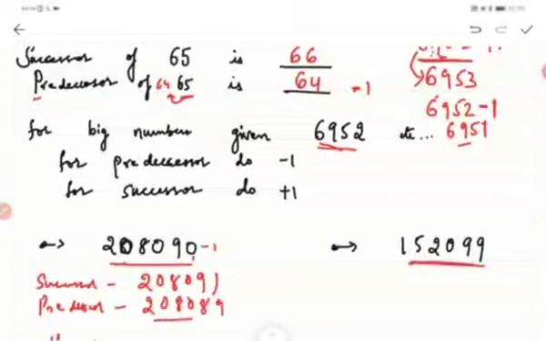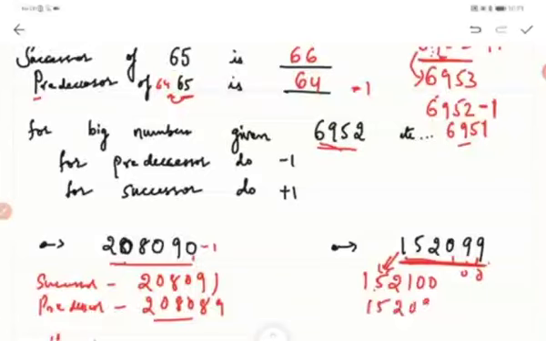What about this number? Yes students, I think it's easy for you to say. The successor will be 152100. Yes, you need to add 1 to this. So this is 10, this is 10, so it will be 152100. This is the successor of 152099. The predecessor of this will be easy to find: 152098. We are just doing minus 1 to it.